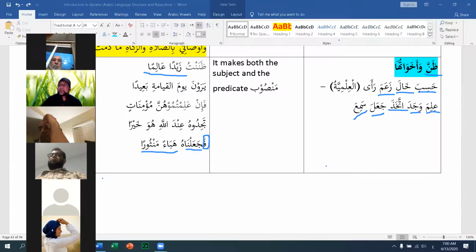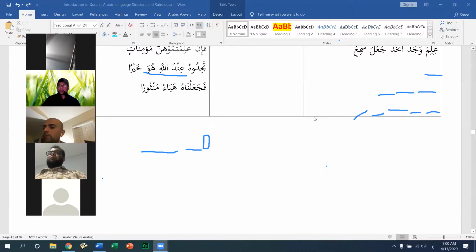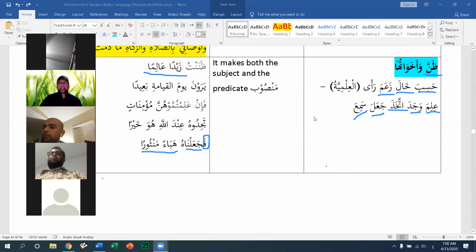Dhanna, hasiba, khala, za'ama, ra'a, alima, wajada, ittakhadha, ja'ala, and sami'a. All of these verbs, when they're placed in front of the nominal sentence, make both the mubtada and the khabar mansub. If you remember that part, that's all you have to remember. I know it's a lot introducing all of these words and their meanings and utilizations at the same time, but that's all you have to remember.